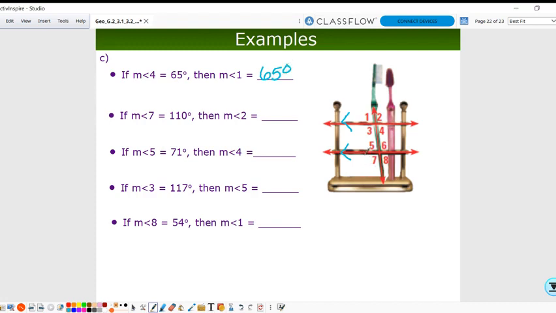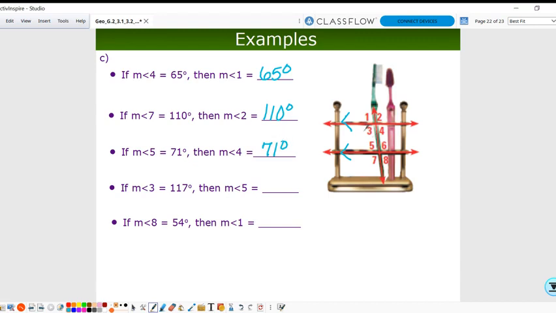If number 7 is 110, what's angle 2? These are alternate exterior angles, so it will also be 110 degrees. If angle 5 is 71, what's the measure of angle 4? 5 and 4 are alternate interior angles, so it will also be 71 degrees.